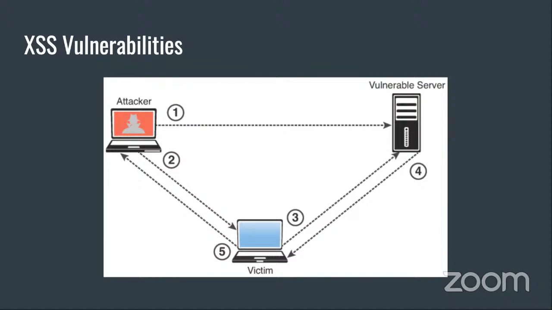So in this case, the attacker finds a vulnerability on the server. The attacker sends a malicious link to the victim. The victim will click on it. That attack is sent to the vulnerable server. The attack is reflected to the victim and executed, and the victim will send information back to the attacker.